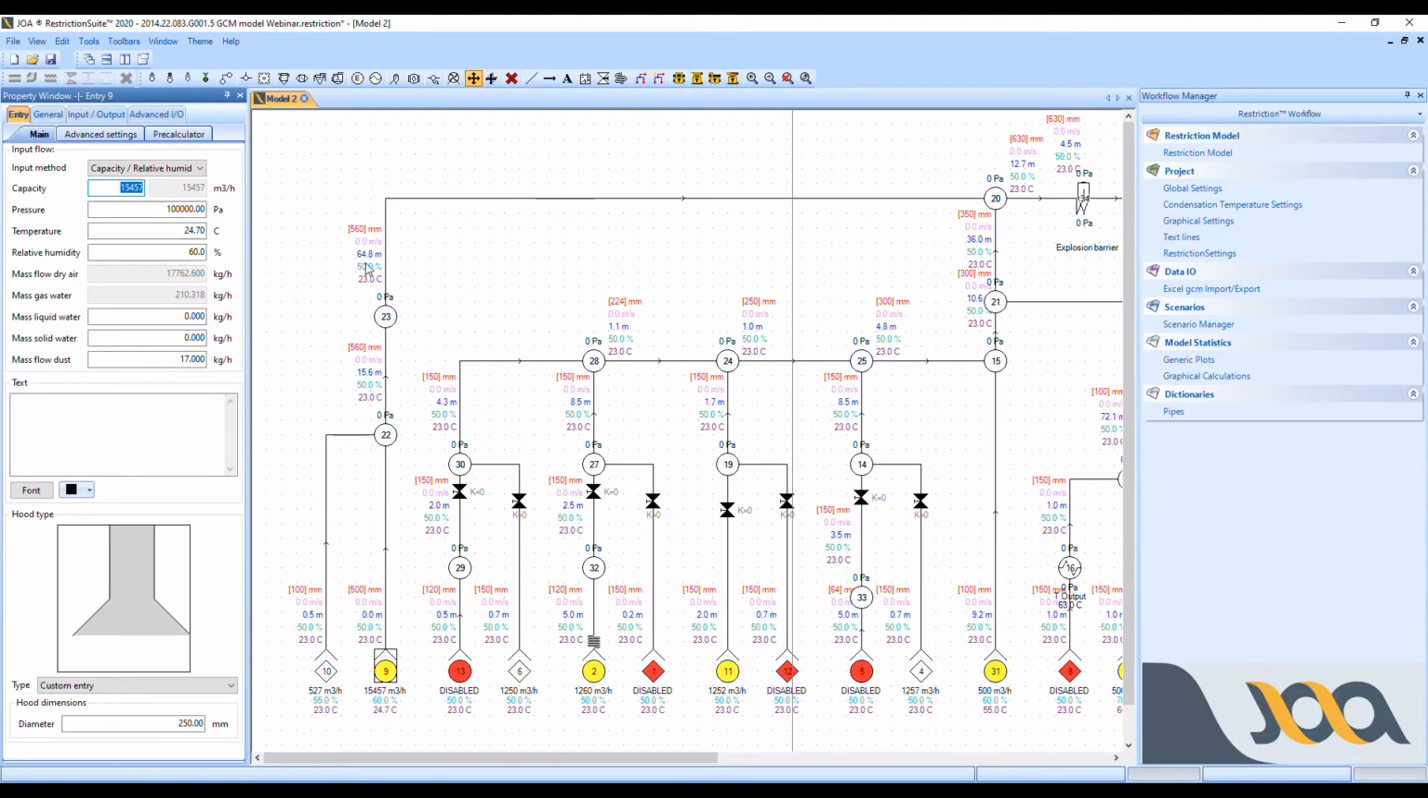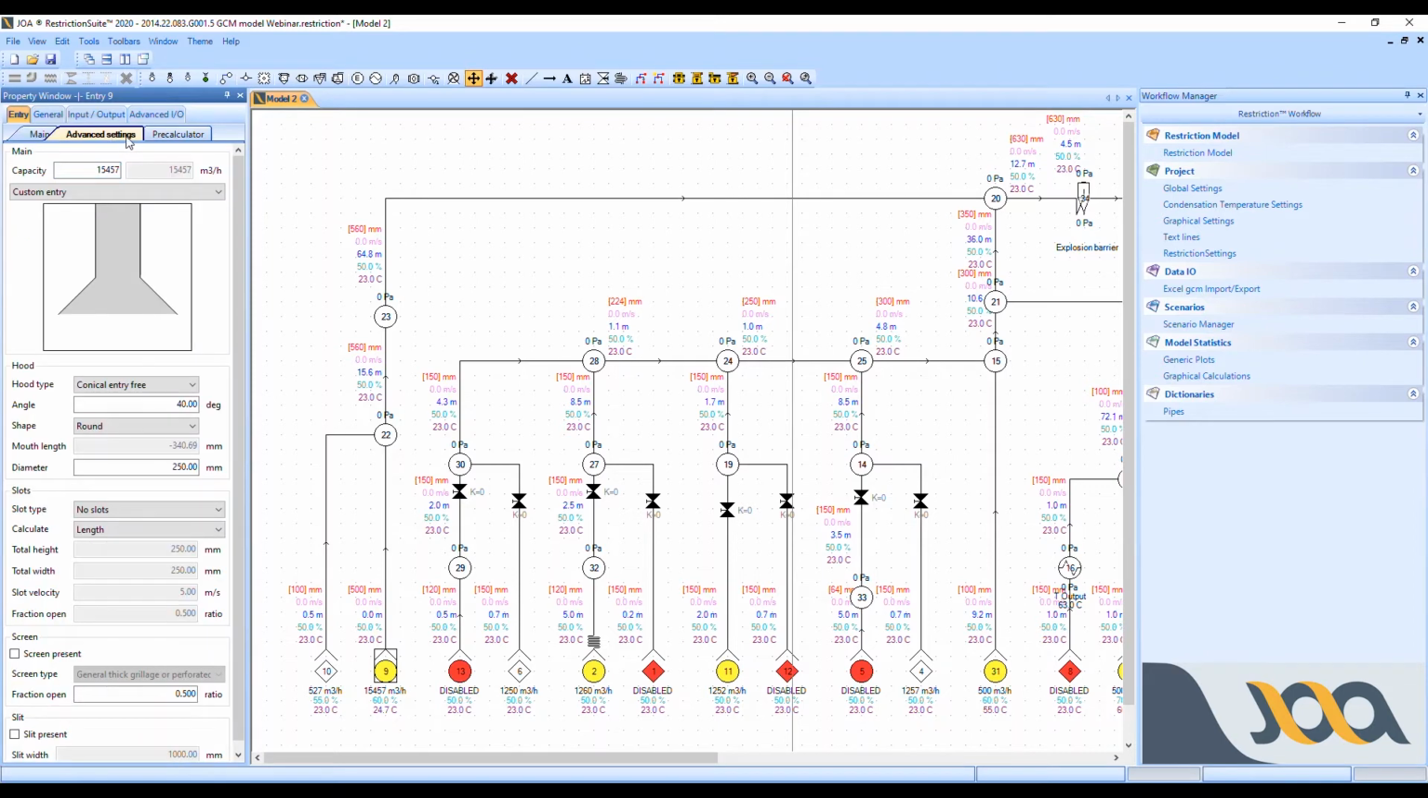Now you see the GCM model. At the left side we have the property window where we are inserting all parameters for the different components of the system.